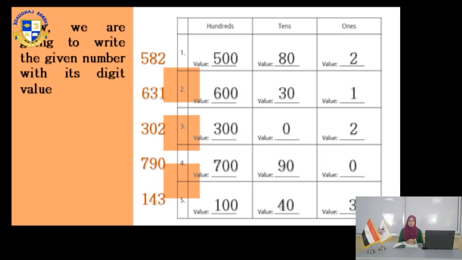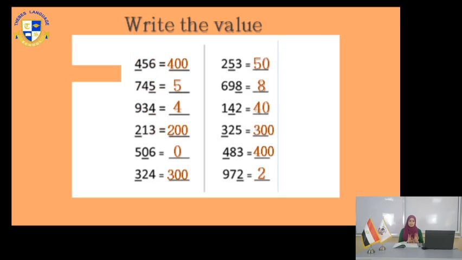In the next page, this is a very easy and fun exercise. Write the value of the underlined number. You have a number, an underlined number. I want you to write the value of this number. You have to read the number first, then write the value. 456. 400 is underlined, so the value of this number is, that's right, 400.